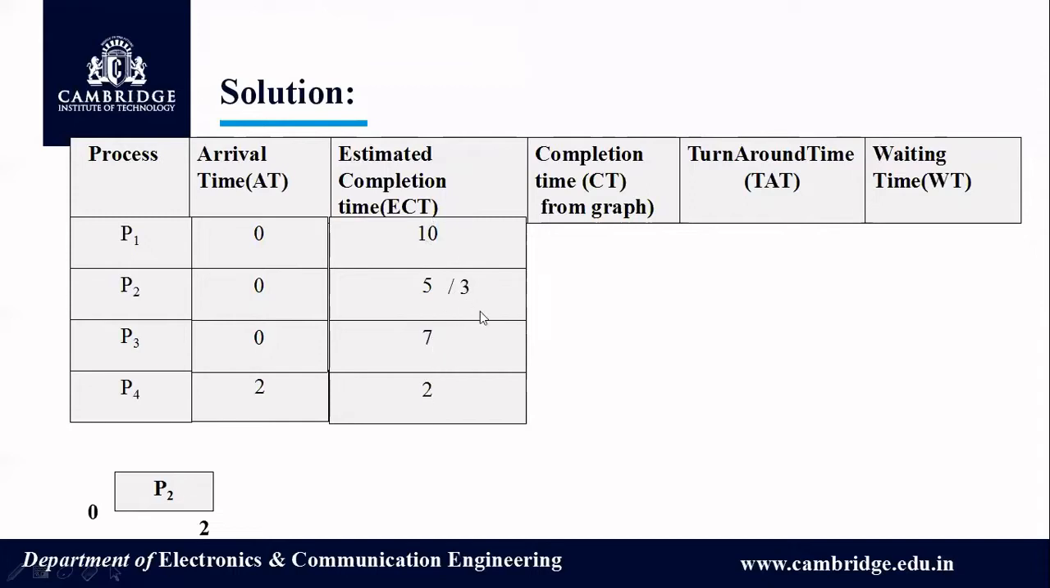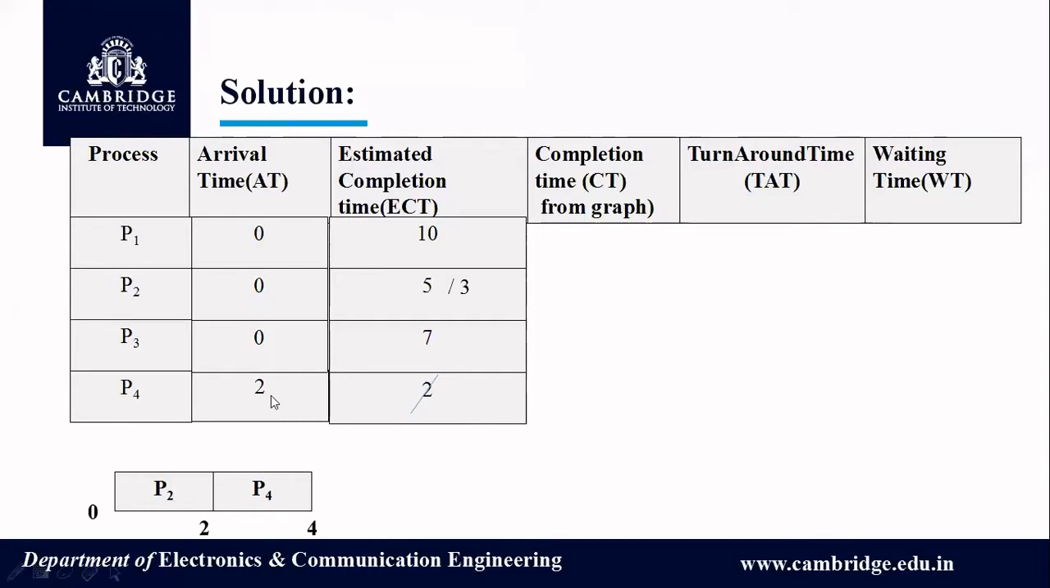Out of these values, the shortest number is 2, which is for process 4. So process 4 would be chosen. It would get executed for another 2 milliseconds, so it would go on up till 4 milliseconds. 2 plus 2, 4 milliseconds. With that, P4 is completely executed. You can remove it from the queue.